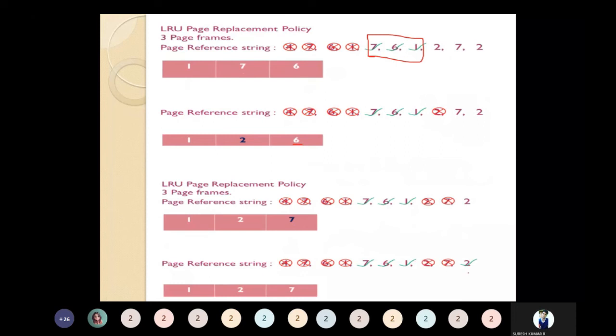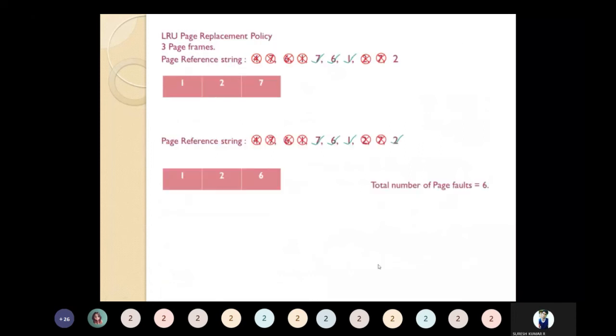Okay, next page is 2. So 2 is already present, so there is no need for replacement here. So here, the page faults crossed in red color are 1, 2, 3, 4, 5, 6. The total number of page faults is 6.